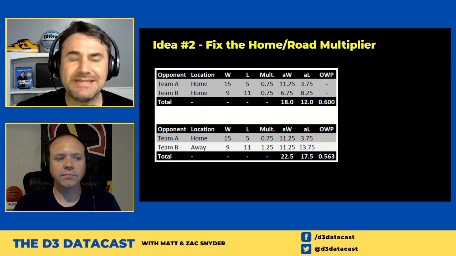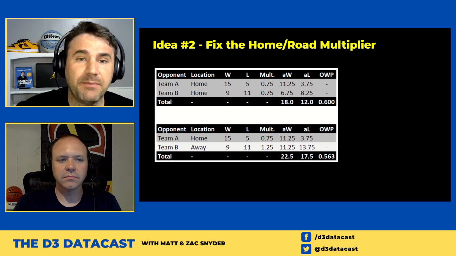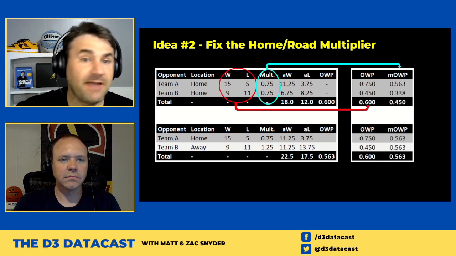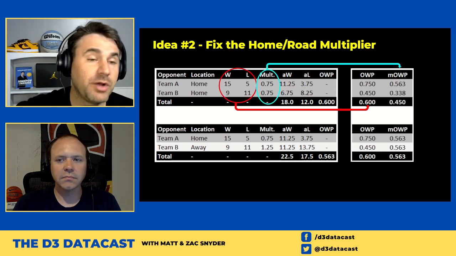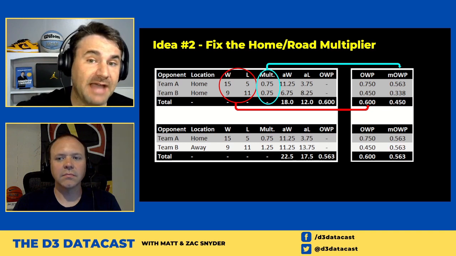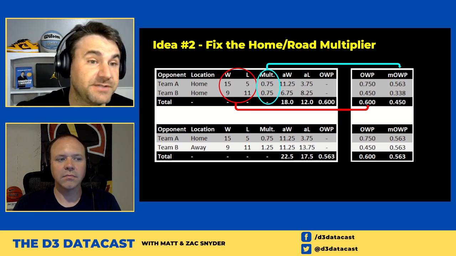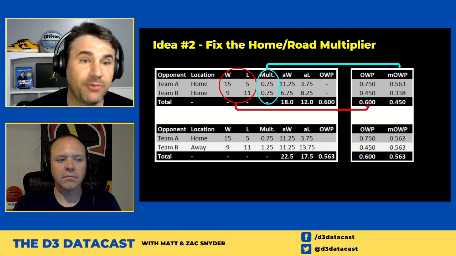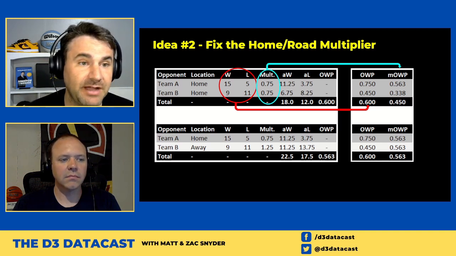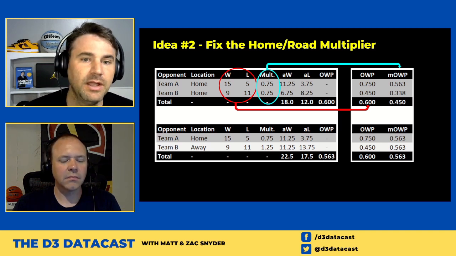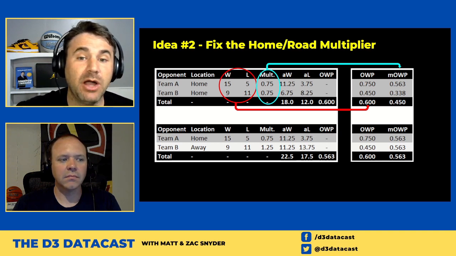So what would it look like? What would be a different way to do this maybe? I would say take that 15-5 and make that an OWP of 750, right? That 9-11 becomes an OWP of 450, and put the multiplier on top of that. So if we did that, then the top level OWP becomes a 450. That makes sense. The 600 goes all the way down to 450 because those 2 games both got the 0.75 multiplier. It comes all the way down. But for that example below, that OWP is 563.